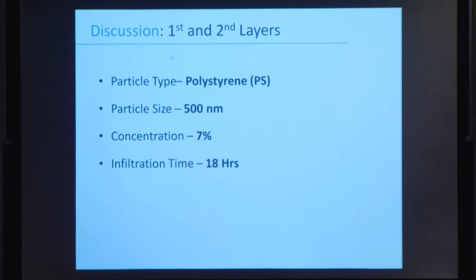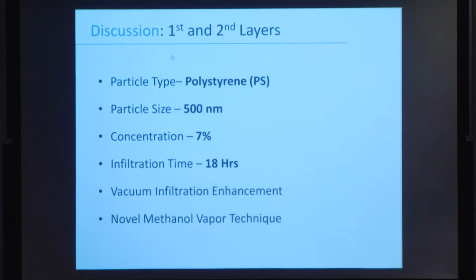So now we can discuss our first and second layers. And if we have time in the Q&A session, we can get into detailed discussions on possible explanations to why we're seeing the results. But so far, we've been able to study 4 major factors and come up with optimal parameters to functionalize our structures. And then we've looked at 2 novel techniques that we've developed in order to enhance infiltration and retention of the structure, as well as cross-linking.